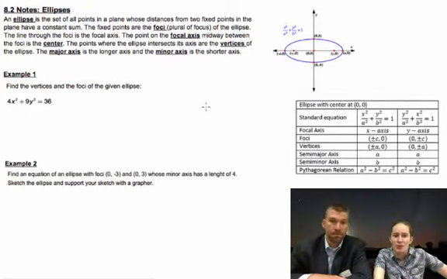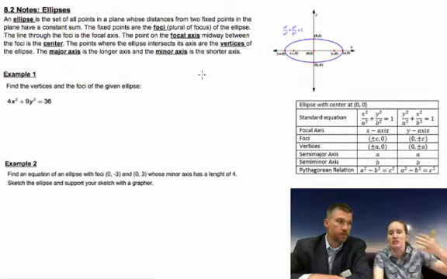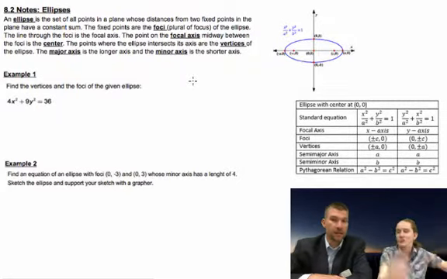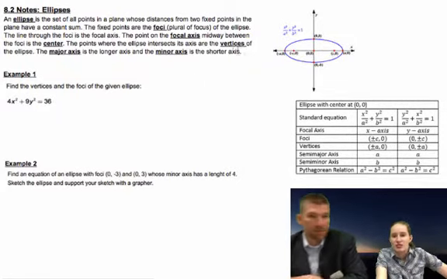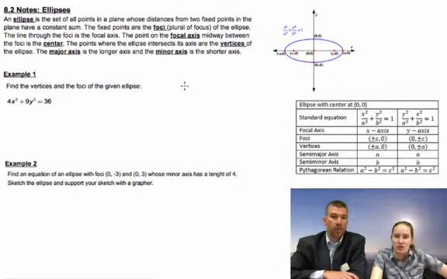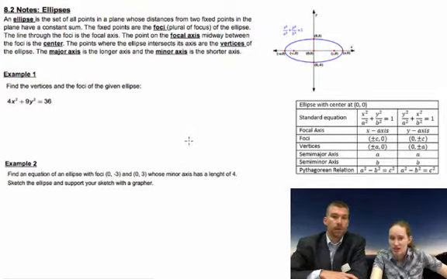The points where the ellipse intersects its axis are the vertices. The focal axis is normally the longer one, and the focal axis has to be longer with the ellipse. The vertices are the points at the ends of the ellipse in the long direction. We could also call it the major axis, the longer axis. The minor axis is the shorter axis.